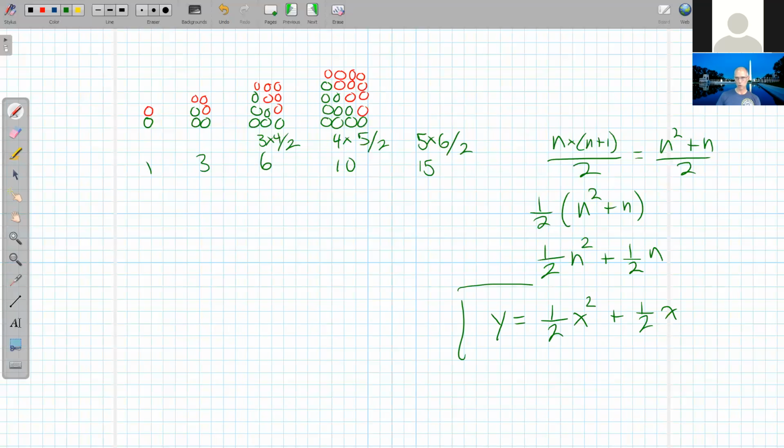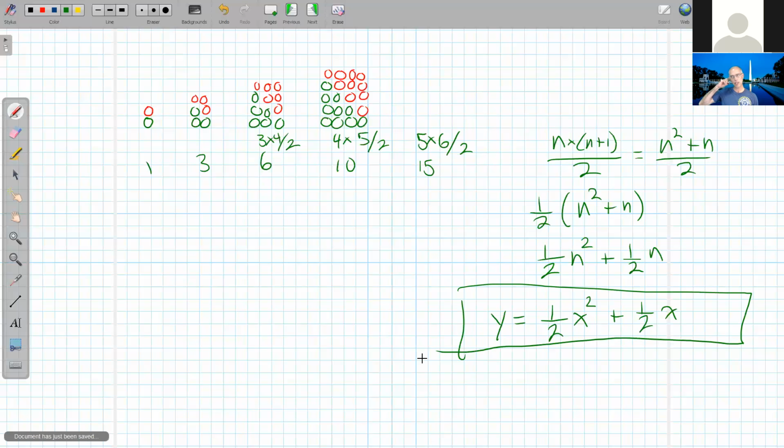Does anybody remember what kind of equation that is from a previous life in math? What type of equation is that? It's not linear, it's not exponential. It might start with a Q, big hint. Quadratic, excellent. Yeah, this is a quadratic equation.